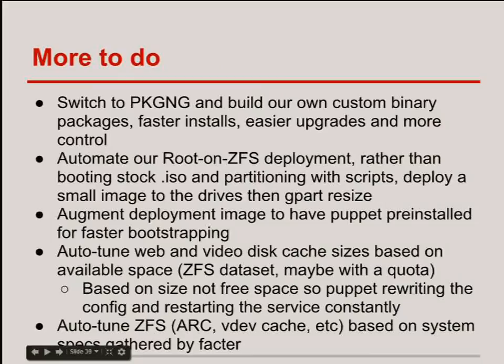So some things that we still need to do to improve our setup are switching to package.ng, basically set up Poudriere and build all of our packages and push them out. It would take 20 plus minutes off our deployment time and give us a little more control over what's installed where. And it would definitely make upgrading the packages on the servers a lot easier. Our approach now is just uninstall all packages and let Puppet install fresh ones. Luckily, it only takes 25 or so minutes to do that.